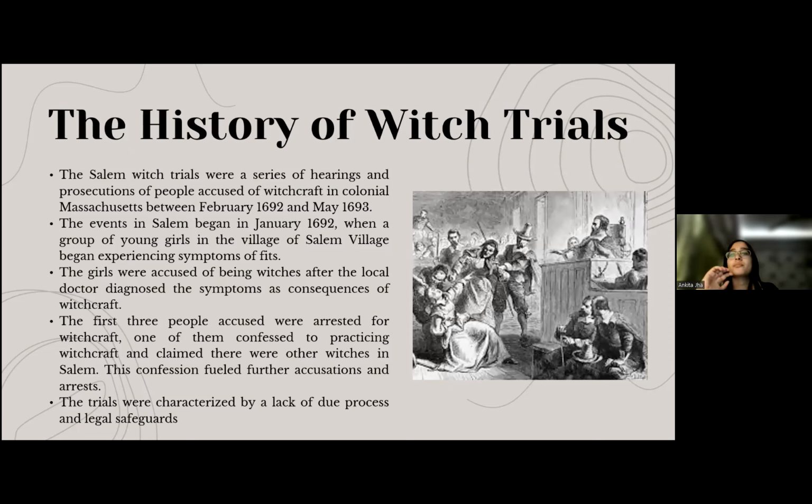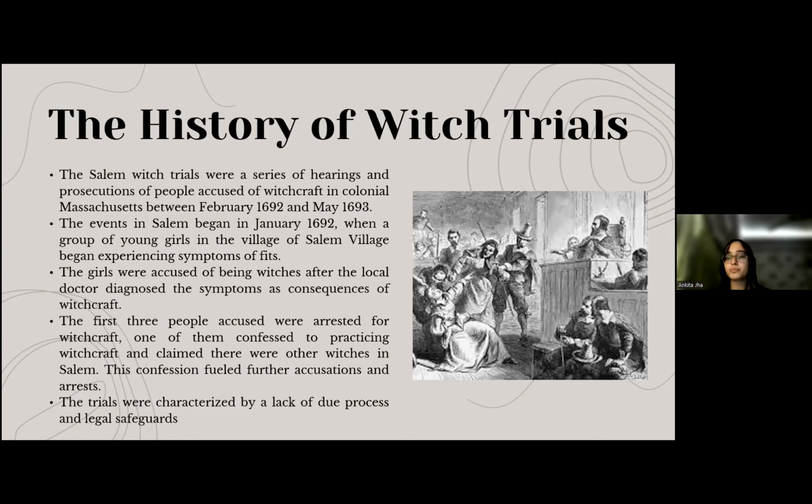The term witch is often believed to mean somebody who can bring misfortune or harm through non-physical means such as casting spells or exerting influence over others. The Salem witch trials are very popular witch trials which everybody knows about. They were a series of hearings and prosecutions of people accused of witchcraft in colonial Massachusetts between February 1692 and May 1693. For a year, 20 people, most of them women, were accused and executed, with many more imprisoned. The events in Salem began in January 1692, when a group of young girls in the village began experiencing symptoms of fits, and the local doctor diagnosed the symptoms as consequences of witchcraft.